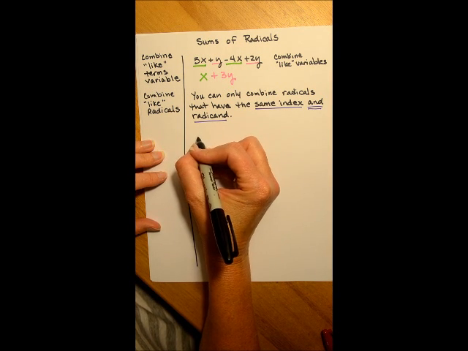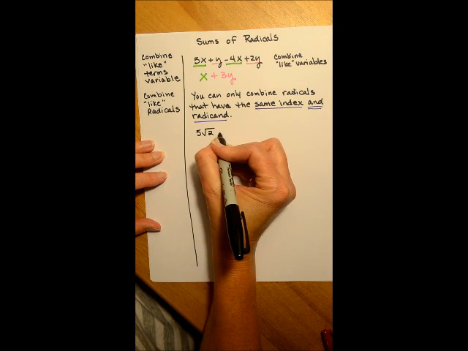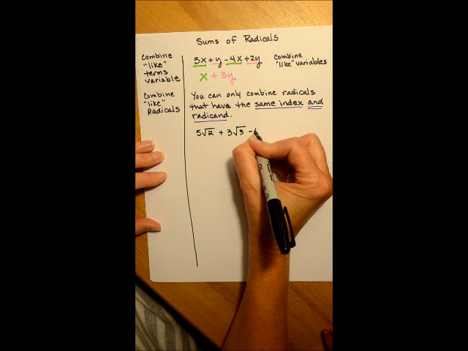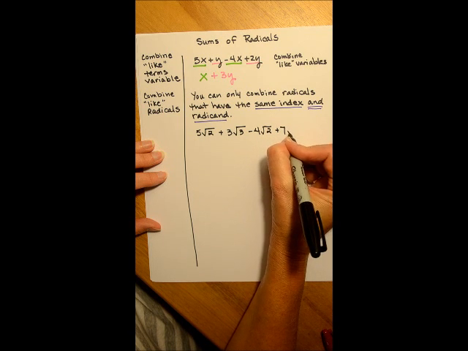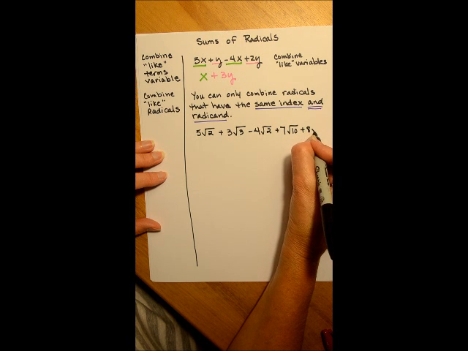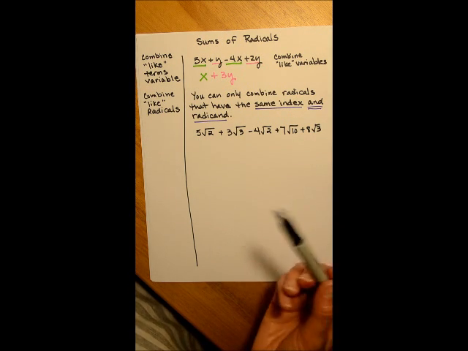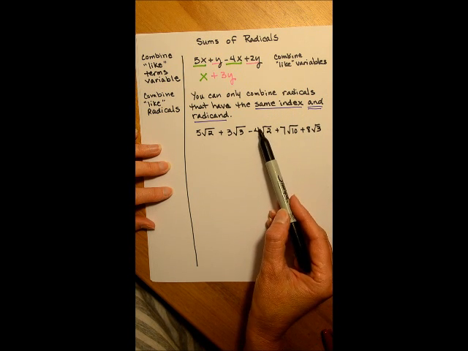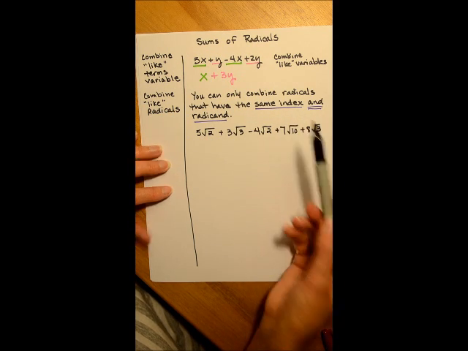So for example, I have 5 square root 2 plus 3 square root 3 minus 4 square root 2 plus 7 square root 10 plus 8 square root 3. Okay, so let's talk about what is same. It's the same index. It would have to have the same index, and that's that number right here. Well, these are all square roots. So the indexes are the same.